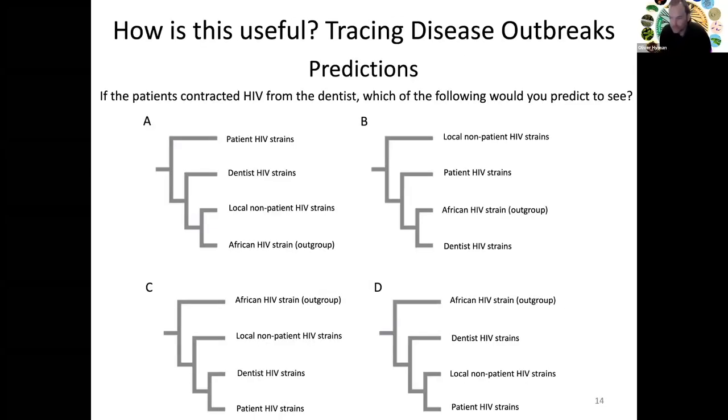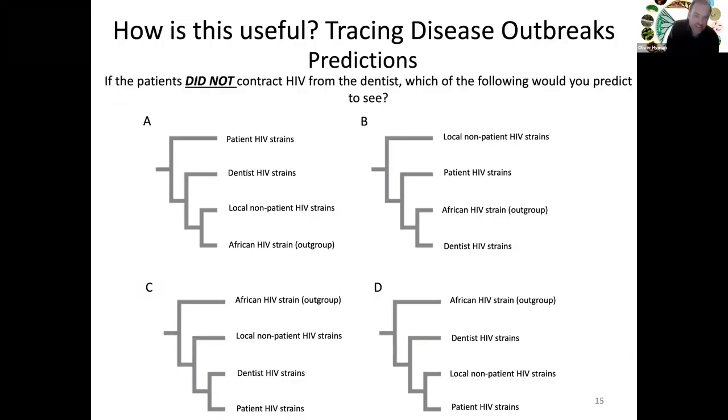Okay, so given that, if the patients contracted HIV from the dentist, which of the following would you predict to see in terms of what the phylogenetic tree should look like based on the genetic differences of those different strains of HIV? So the correct answer to this one is in fact C. So what we predict is that the patient strains and the dentist strains should be most closely related to each other, more so than they are to either the local or the African strain. So we would predict this, that the dentist and the patient strains look the most similar in terms of their genetic sequences and have the smallest genetic distance.